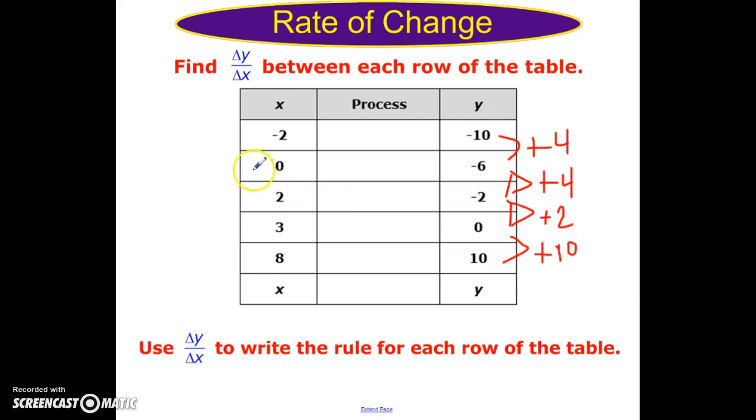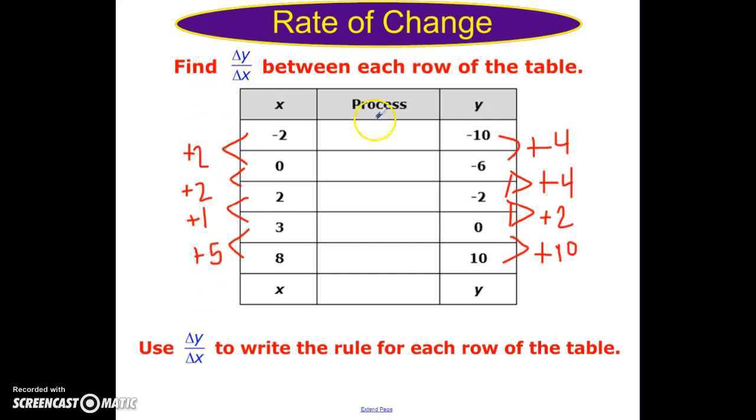We do the same thing to the other side. A -2 to 0 is a +2. 0 to 2 is a +2. 2 to 3 is a +1. And 3 to 8 is a +5.